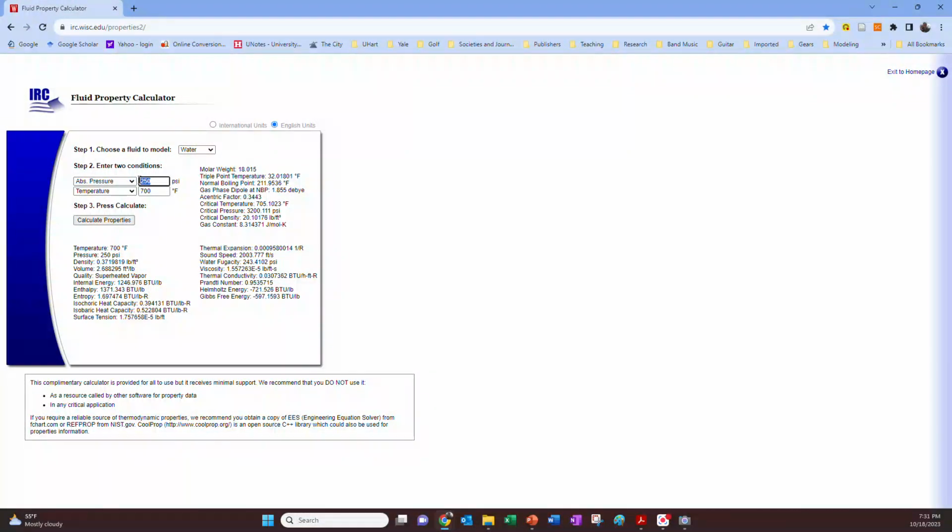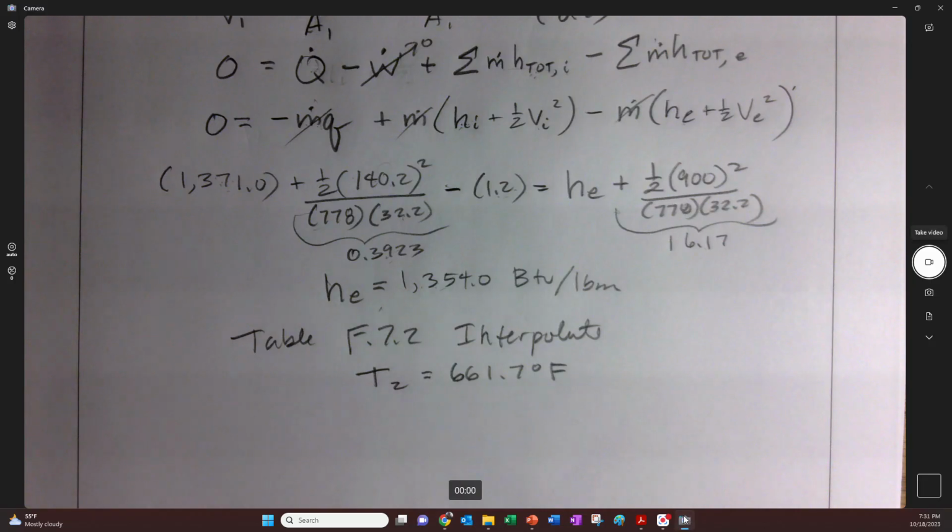If you want to get this closer, you can come to here, and in English units, we said it was 200 PSIA, right? 200. And now we could take enthalpy, and I have to make sure it's in BTUs, right? Yeah, BTUs per pound mass, so we're good with that. 1,354, and good enough. And they're saying 661.08. So it agrees with us. That's good.